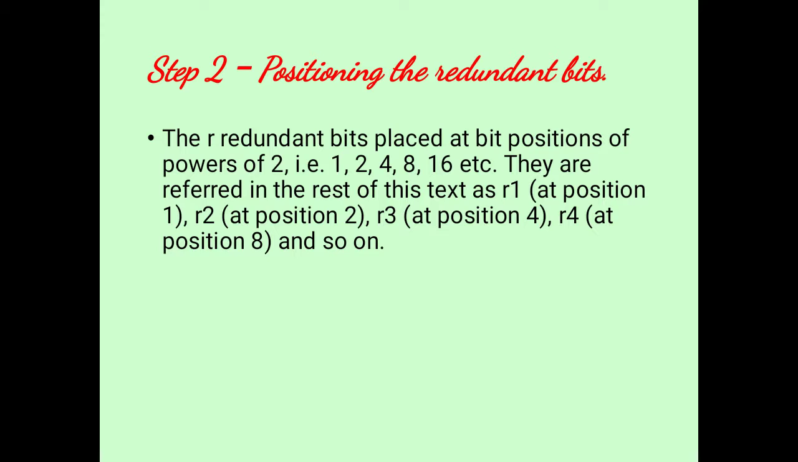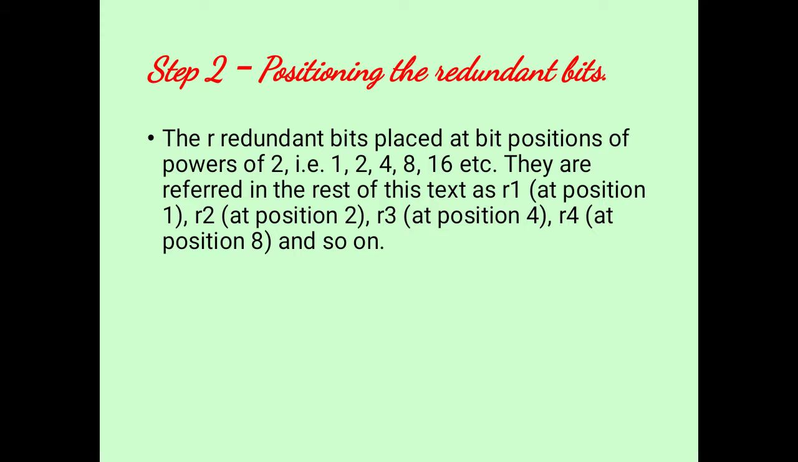The redundant bits are placed at specific bit positions according to the powers of 2, 2 to the power of n, where n starts from 0, 1, 2 and so on. If n is equal to 0, that is 2 to the power of 0, which is 1, it is named R1 and the bit is at position 1. Next, n is equal to 1, that means 2 to the power of 1, which is 2, represented by R2 at position 2. Till here you will not have any confusion. Next, when n is equal to 2, it is 2 to the power of 2, that is 4. Name is R3, position is 4, right?